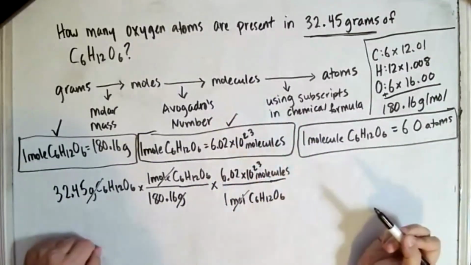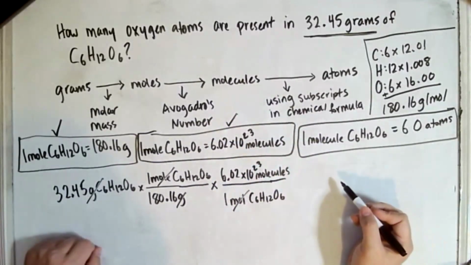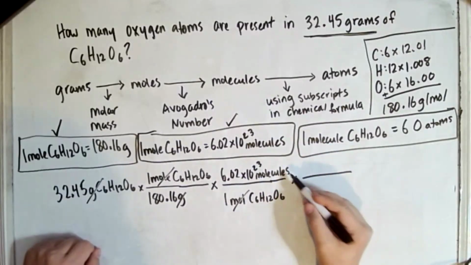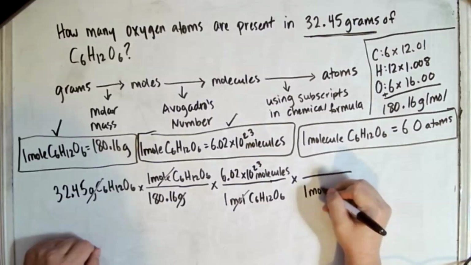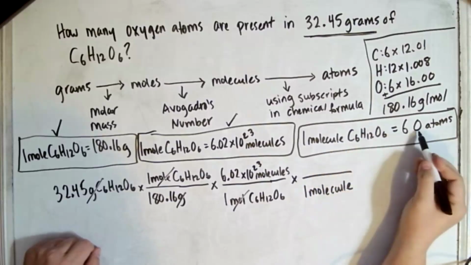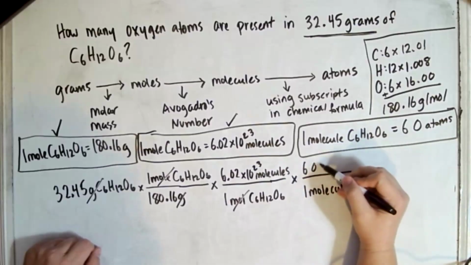We've used our second conversion. And then in our third step, we're going to put our 1 molecule on the bottom so that our molecule unit can cancel out. And every 1 molecule has 6 oxygen atoms in it.